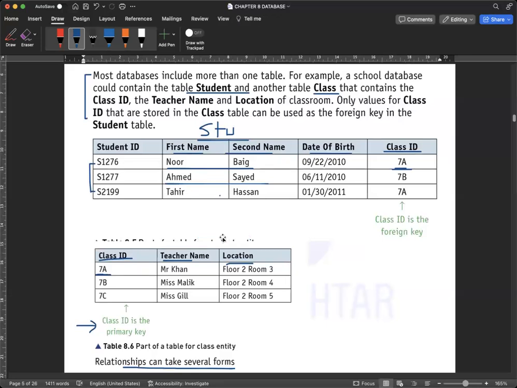How many fields are there in student? There are five. Not is. There are five fields. What about the class? Class has three. Okay. Now, listen to me very carefully.